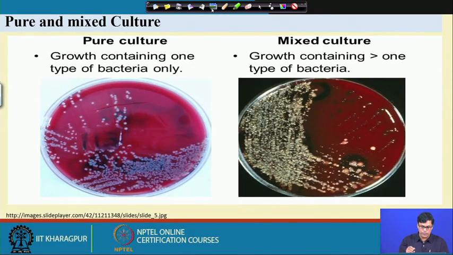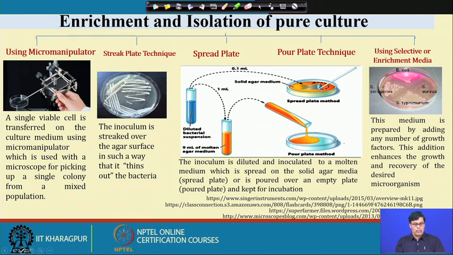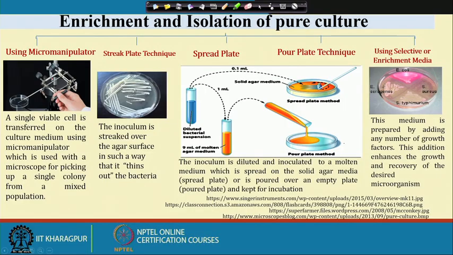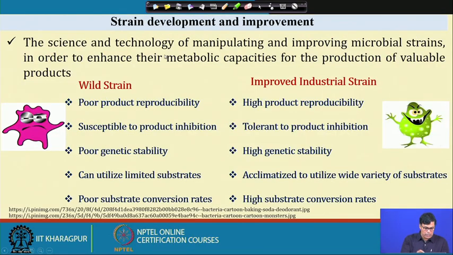Now how we do the isolation is very interesting. By using a micro manipulator we can take, suppose when we do the plating, one particular colony that I told you is the growth of one particular cell. You can take it and then grow it in the media, that is how you can do that. Then you can also do stick plating.